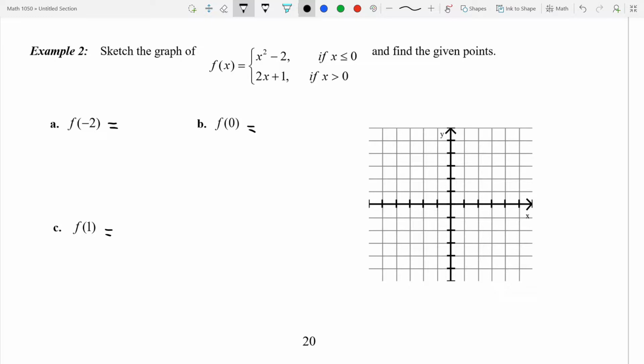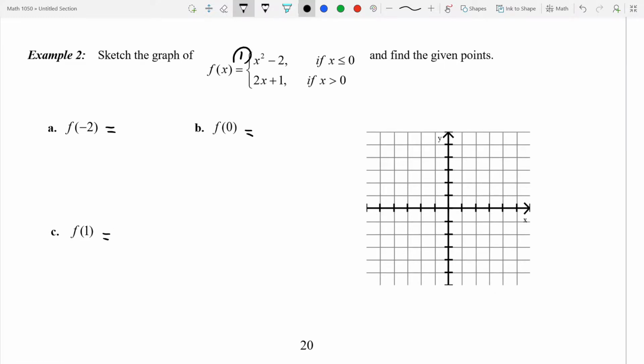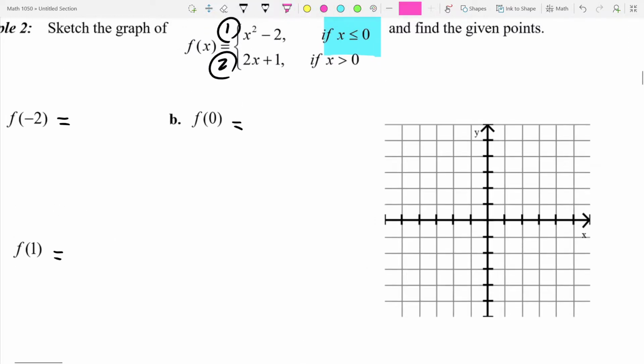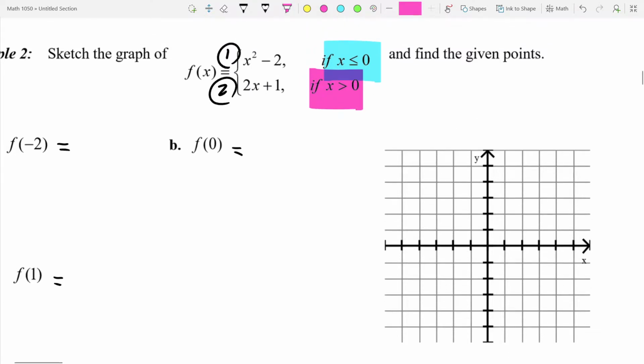Okay, everybody stick right with me. If you're writing, then you shouldn't be writing. I want you to stick with me, okay? Okay, everybody write 1 right here and 2 right here. So if x is a negative 2, you guys, is it less than 0 or is it greater than 0? Which one, 1 or 2? Less than 0, so it would be equation 1.